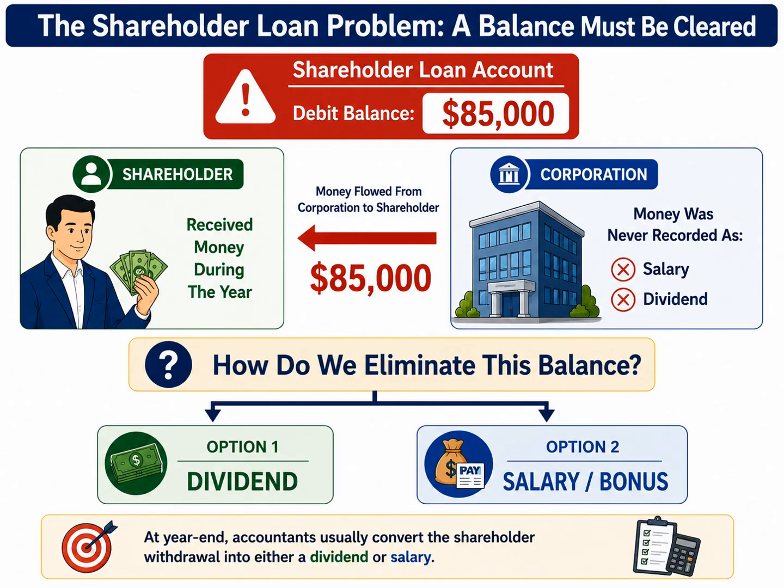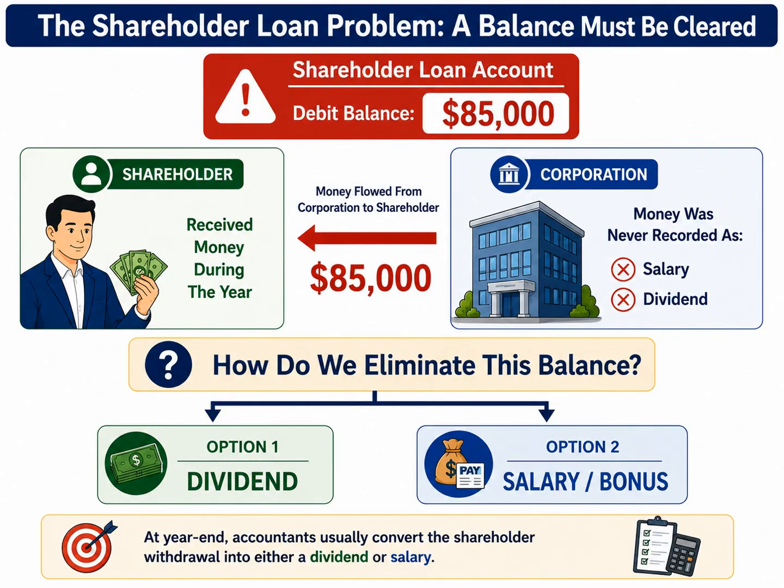very different tax results. A dividend creates dividend income and is reported on a T5 slip. A salary or bonus creates employment income and is reported on a T4 slip. Because the tax consequences are different, choosing between these two methods is one of the most important planning decisions faced by accountants working with owner-managed corporations.